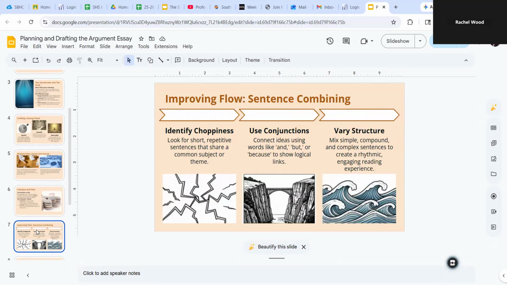Improving the flow, sentence combining. You've done a couple of grammar assignments with this. You have to be able to identify choppiness in your sentences. If it's a sentence fragment, it's not going to work. You want to look for short and repetitive sentences that share a common subject or theme and combine them. Add a conjunction: for, and, nor, but, yet, so. They show logical links. They help link words and ideas together. That's why they're called conjunctions.